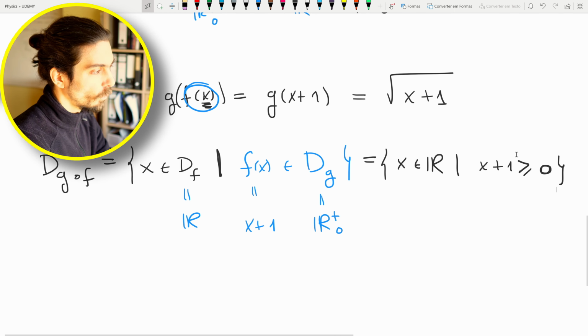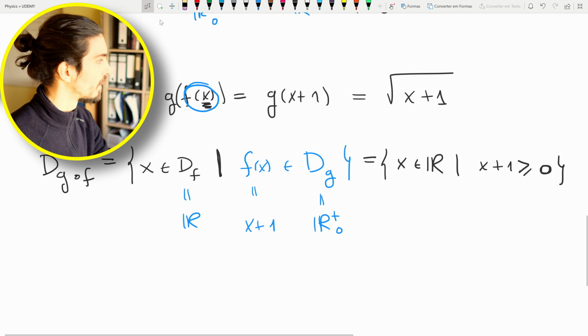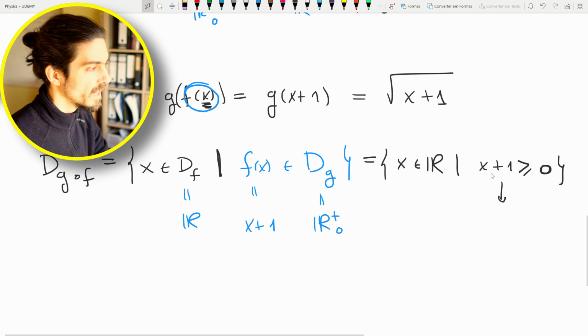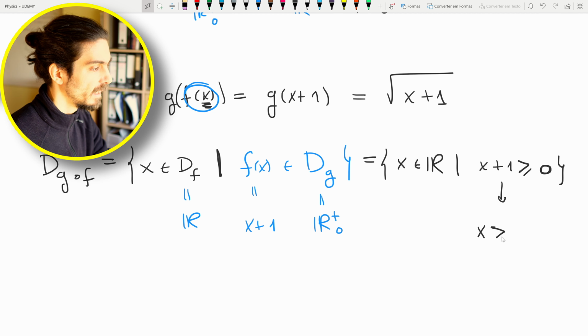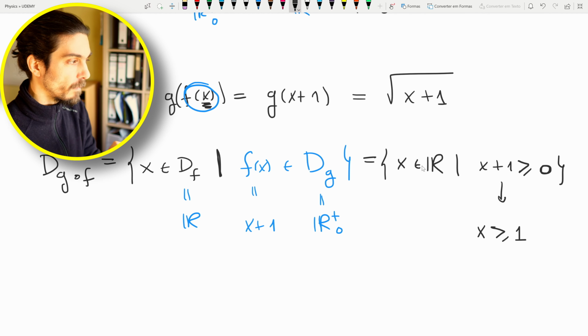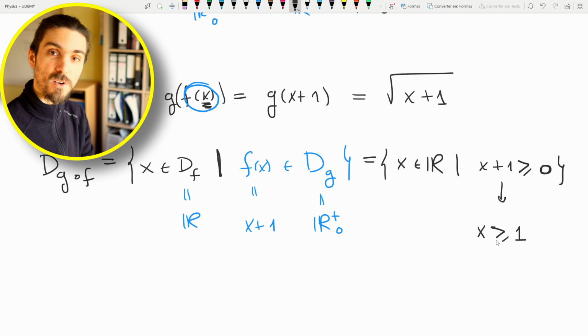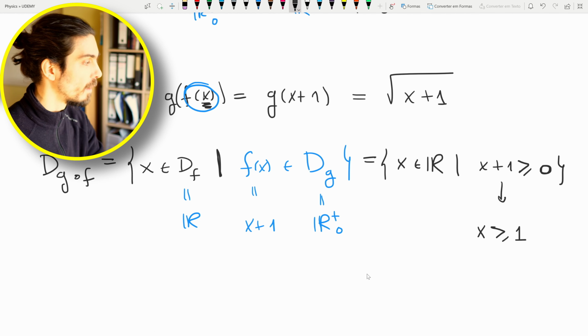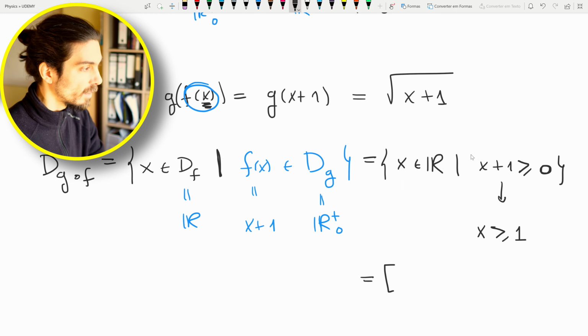Now, let's rephrase this thing, because to say that x plus 1 is larger or equal to 0 is the same thing as saying that x is larger or equal to minus 1. So, what we are seeking, in fact, is all those reals as long as they are larger than or equal to minus 1. So, in turn, this set is from minus 1 up to plus infinity. And this is the domain of this composition.